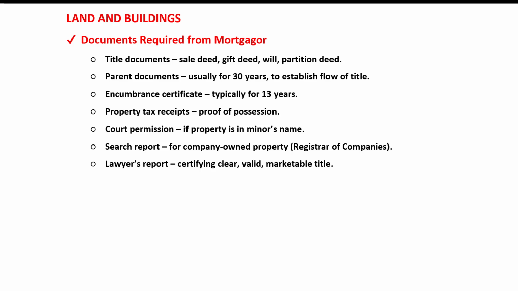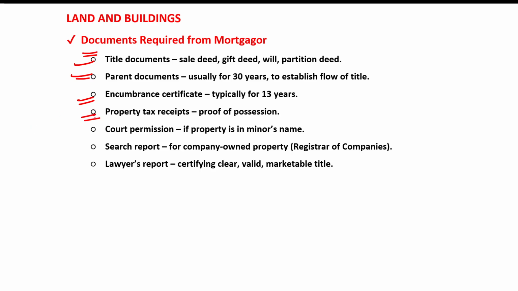Now, what are the documents required by the bank from the mortgagor? To safeguard their interest, the bank collects several documents before accepting land and building as security, like the title document, sale deed, gift deed, or partnership deed, which provide proof of ownership. Then the parent document, the historical ownership record, which is usually for 30 years. The encumbrance certificate, typically for 13 years, which shows whether the property is free from earlier mortgages or claims.